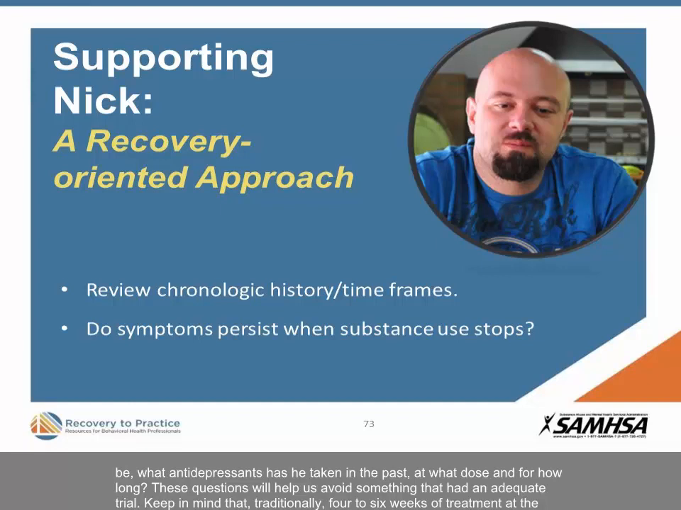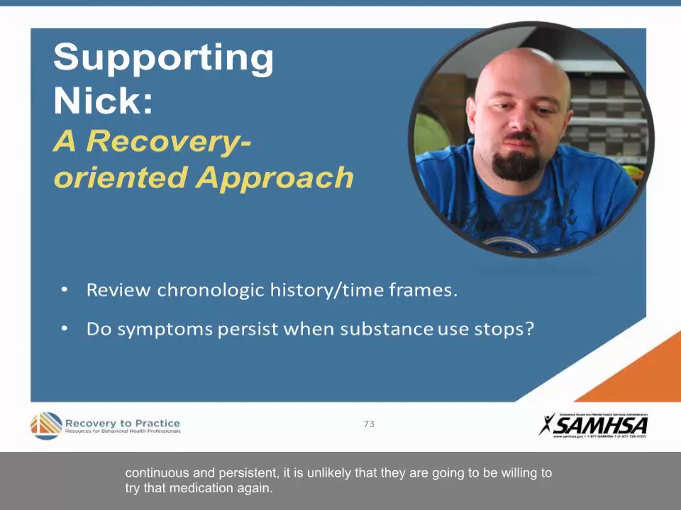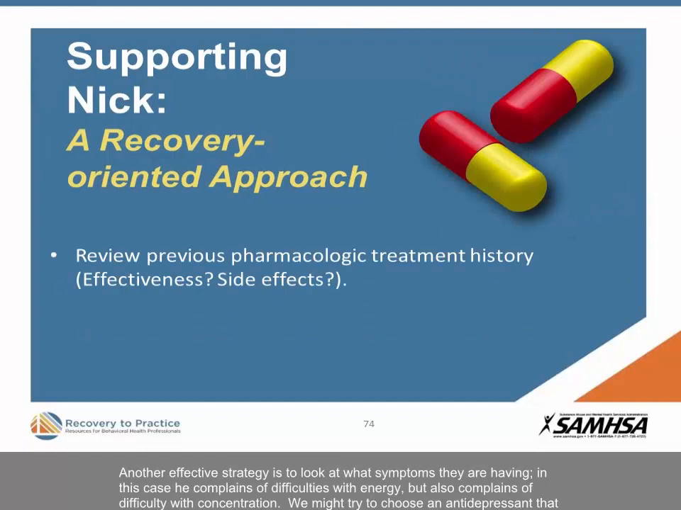Those 3 key questions will help us to avoid maybe something that's had an adequate trial. And keep in mind that traditionally 4 to 6 weeks of treatment at the highest tolerated dose is considered a reasonable trial of an antidepressant. So if he hasn't had that, we can put those back on the list, provided that it wasn't side effects that caused him to stop them. If someone had side effects that were continuous and persistent, it's unlikely that they're going to be willing to try that medication again.